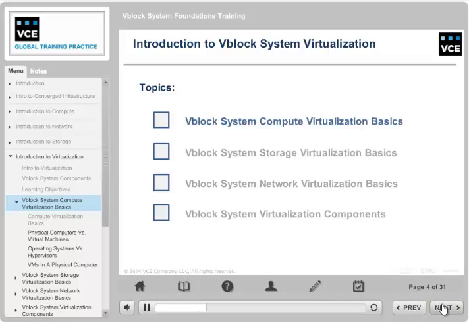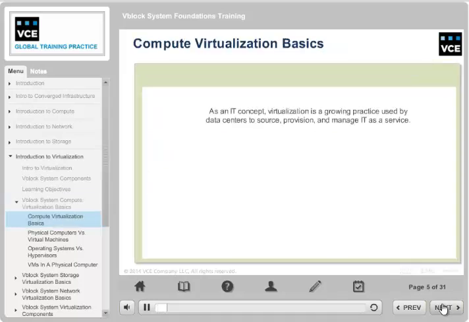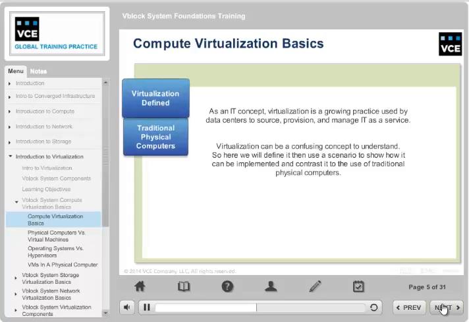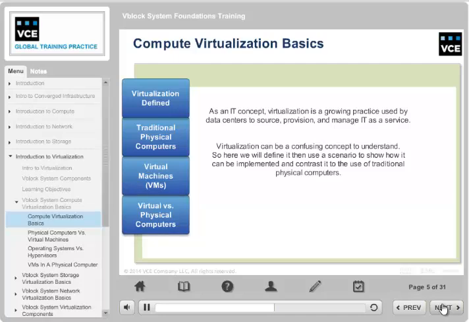In this section, you'll learn about the basics of virtualization, and here we'll spend significant time discussing compute virtualization. As an IT concept, virtualization is a growing practice used by data centers to source, provision, and manage IT as a service. Virtualization can be a confusing concept to understand. So here we will take a couple of moments to define it, use scenarios to show how it can be implemented, and also to contrast it with the use of traditional physical computers. Click on and review the contents of each box to the left to learn more about these basic virtualization concepts.